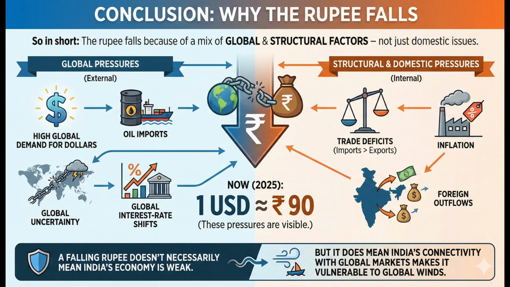Conclusion. So in short, the rupee falls because of a mix of global and structural factors, not just domestic issues. High global demand for dollars, oil imports, trade deficits, foreign outflows, global interest rate shifts, inflation, and global uncertainty all pull the rupee down. Right now, in 2025, with 1 USD approximately rupees 90, these pressures are visible. A falling rupee doesn't necessarily mean India's economy is weak, but it does mean that India's connectivity with global markets makes it vulnerable to global winds.